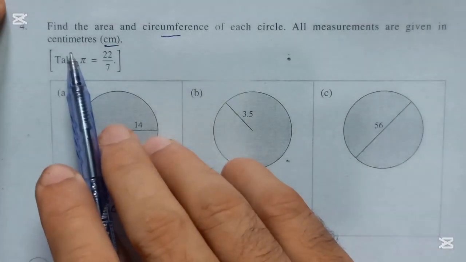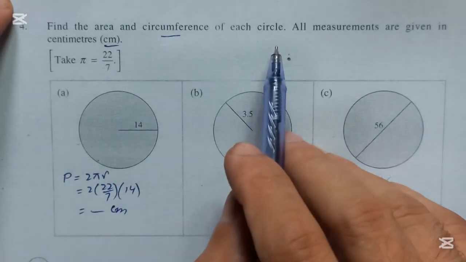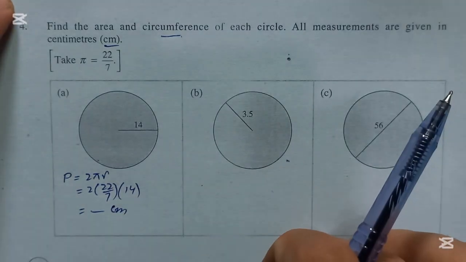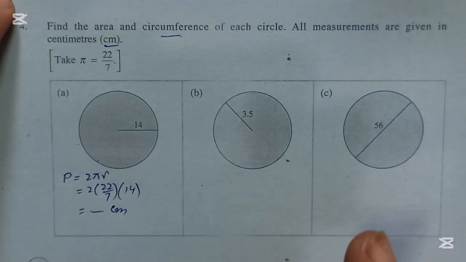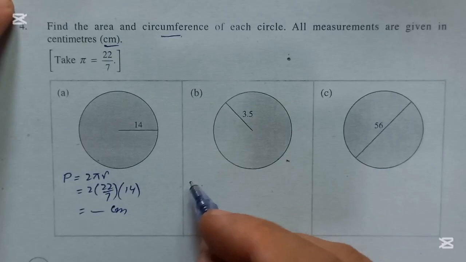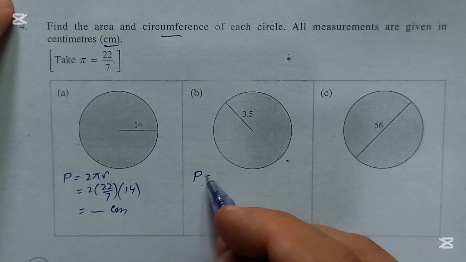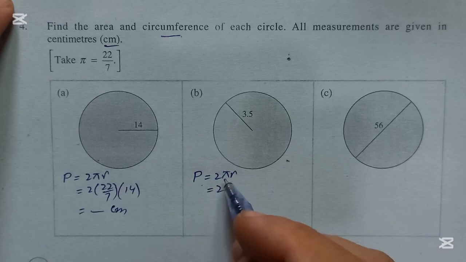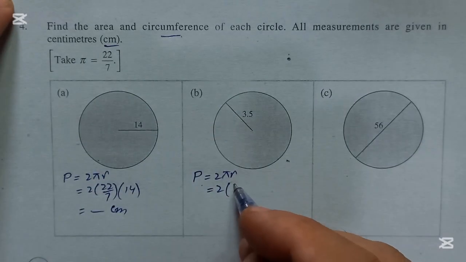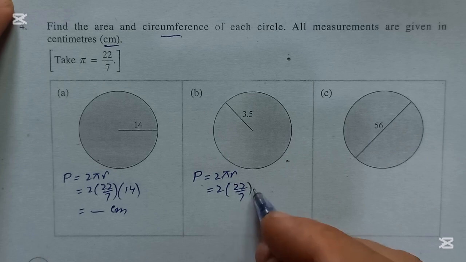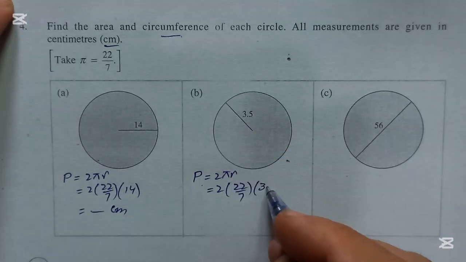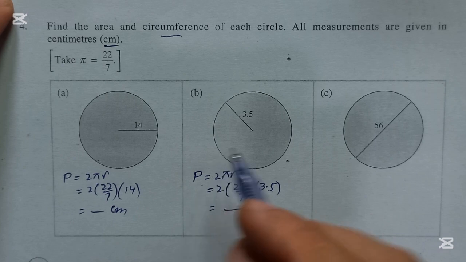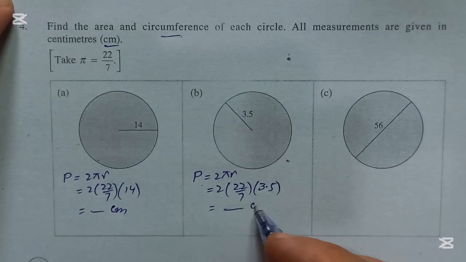The statement of the question is find the area and the circumference of each circle. We will find only the circumference because this lecture is of perimeters only. So for example, we are going to solve this part. The perimeter of the circle formula is 2 pi r. Now you will put the values into the formula. Pi's value is given, that is 22/7. And r's value is given, that is 3.5. Solve it on the calculator, you will get the answer. Unit will be in centimeters.